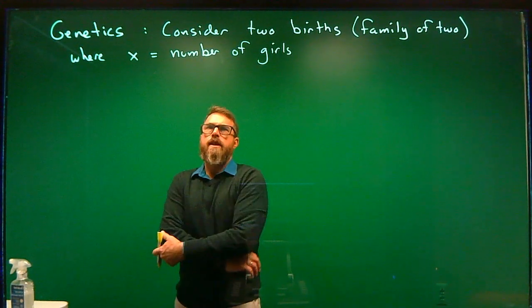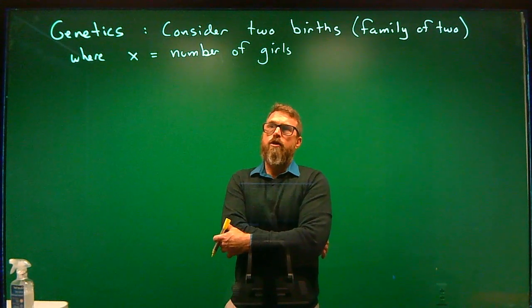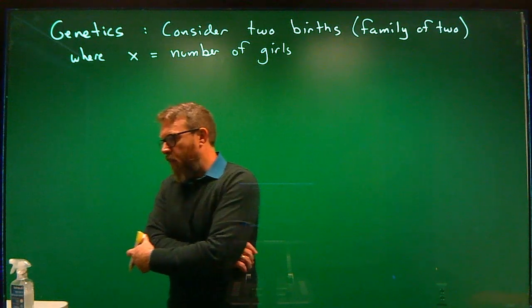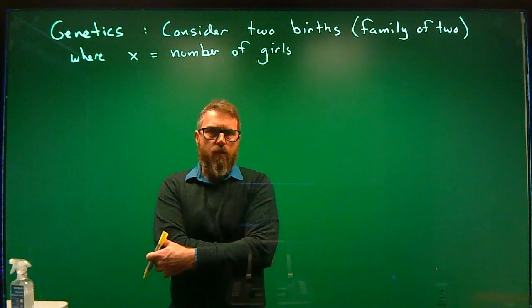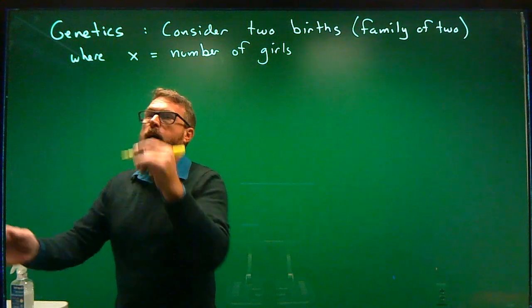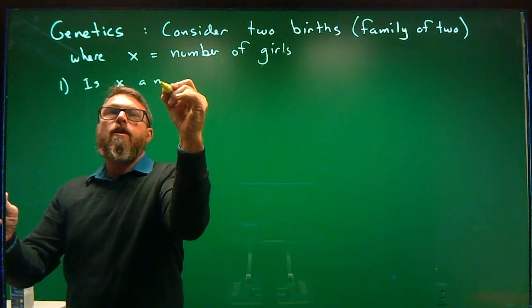All right, so here's our example. Let's consider two births, or a family of two, and we're really just looking at their children, where x represents the number of girls. So we have to go through the requirements. Remember, the requirements are: is x a numerical value? Requirement 1, is x a numerical value, and associated with probabilities?